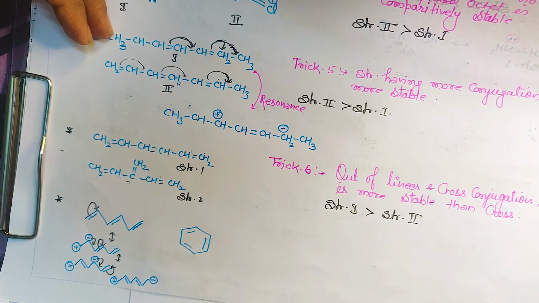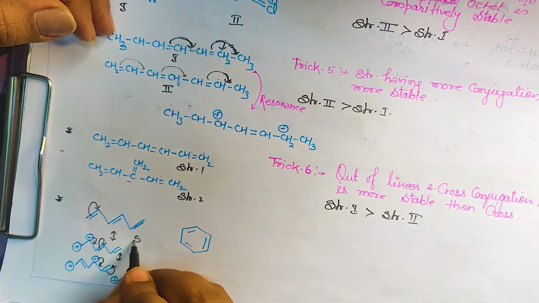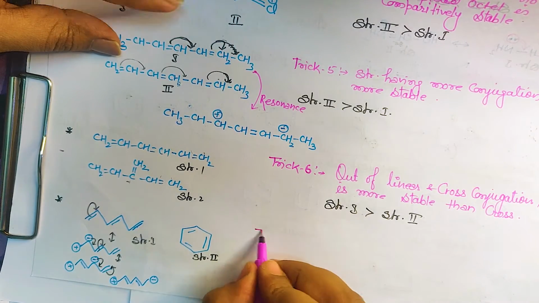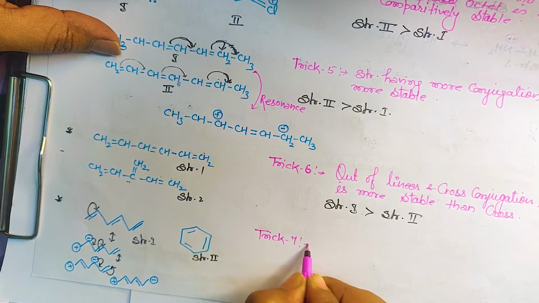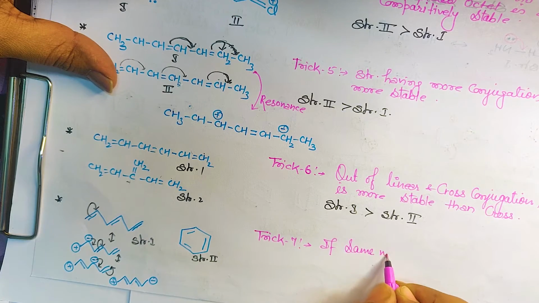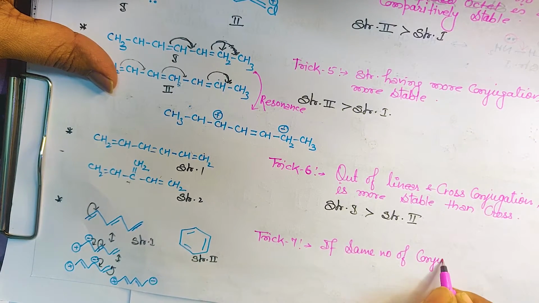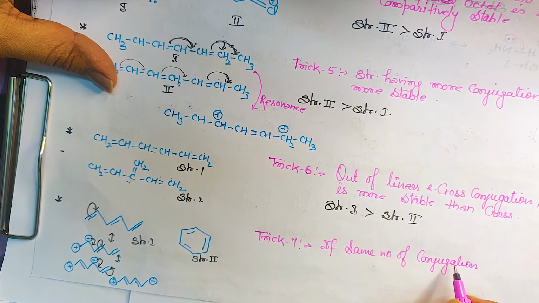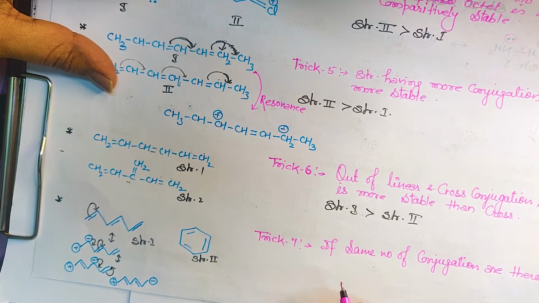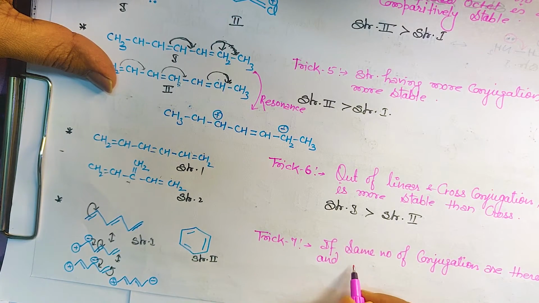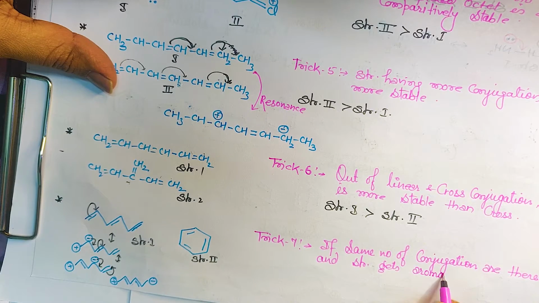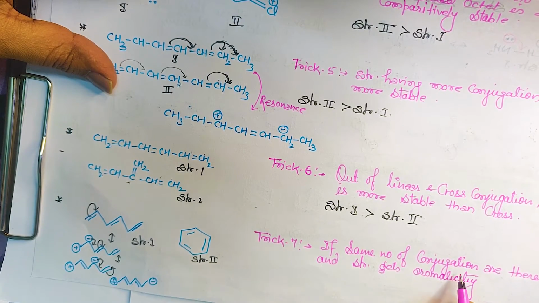So now, in this case, what will happen? Structure 1 and structure 2, if I am asking which one is more stable, that will be explained by our trick number 7, and that says that if the same number of conjugations are there and the structure gets aromaticity. Okay, what is this? Let me explain to you. Aromaticity.